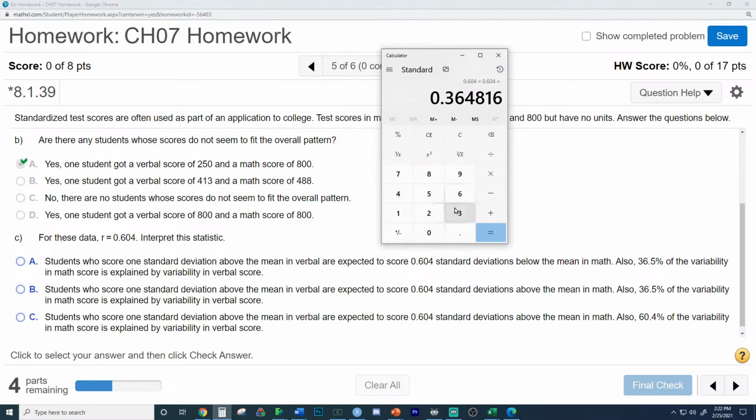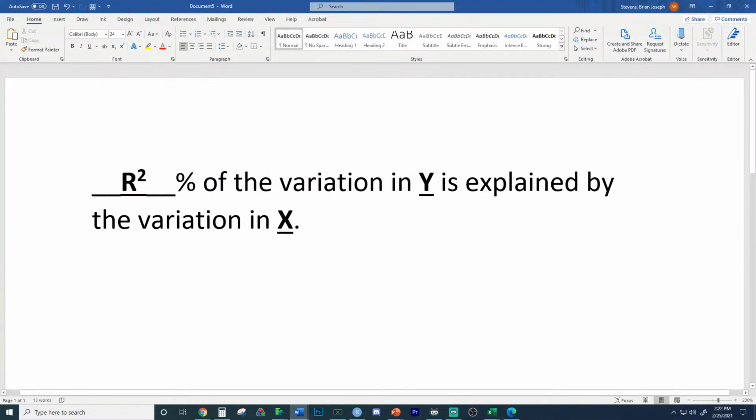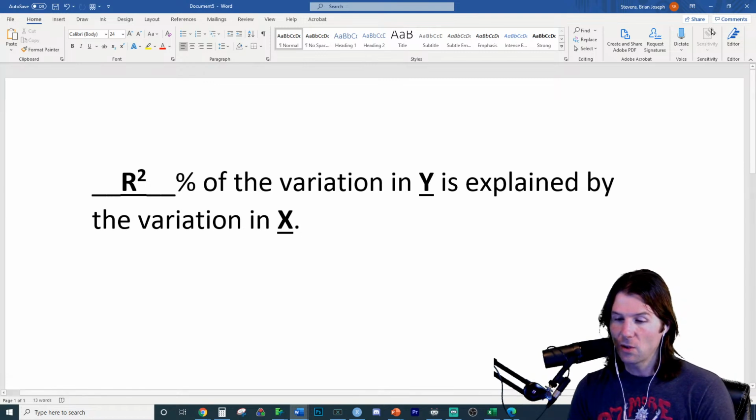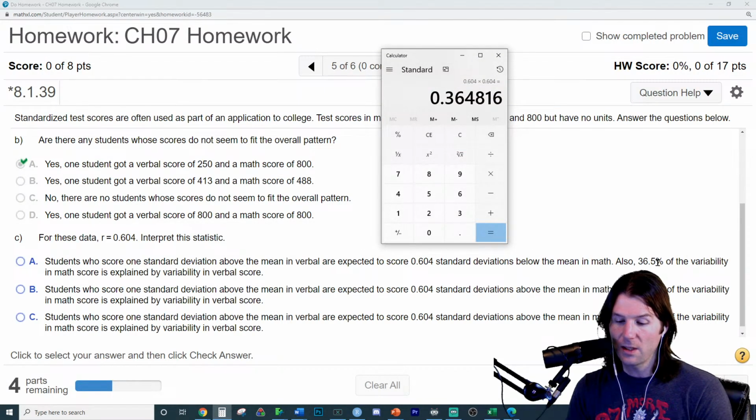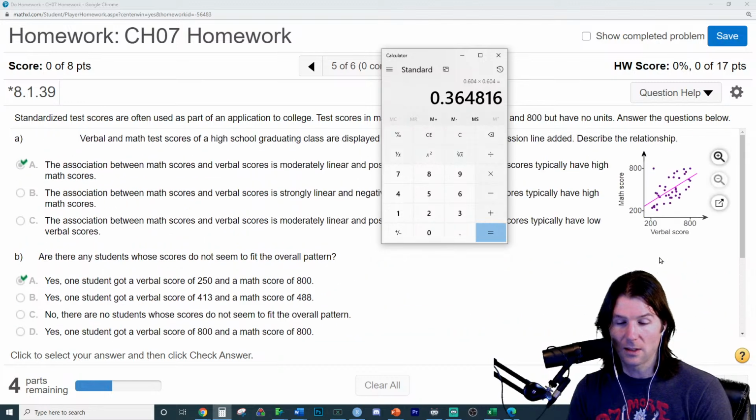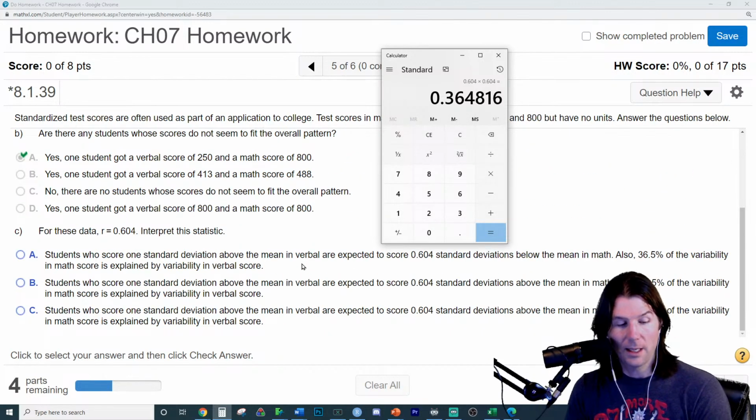So let's look here. Here's R. And then here's R something. So what are we turning R into? We're taking R and we're squaring it. Nice job there, Callisto. Thank you so much, Clarissa. We have an interpretation for R squared: R squared is the percent of variation in Y explained by the variation in X. So 36.5% of the variability in somebody's math score can be explained by the variability in their verbal score.